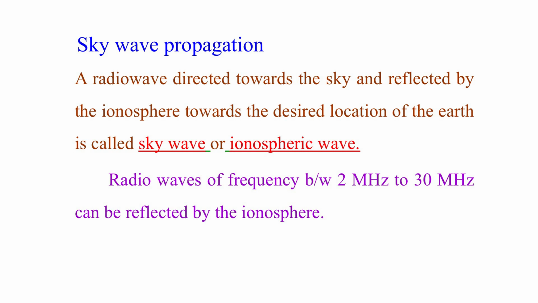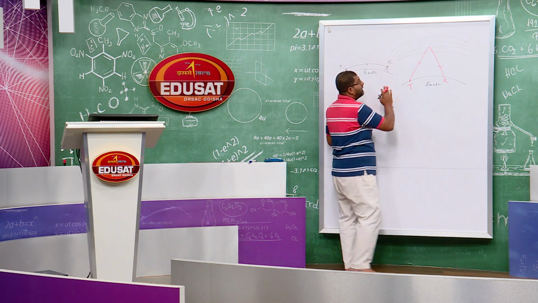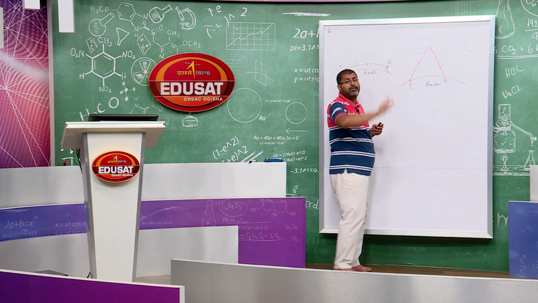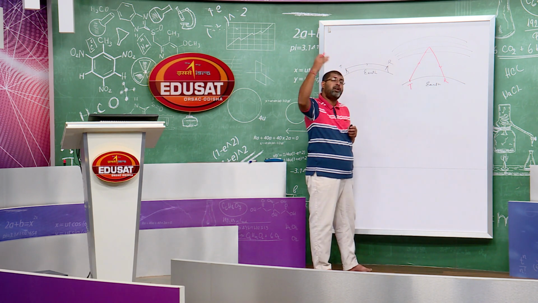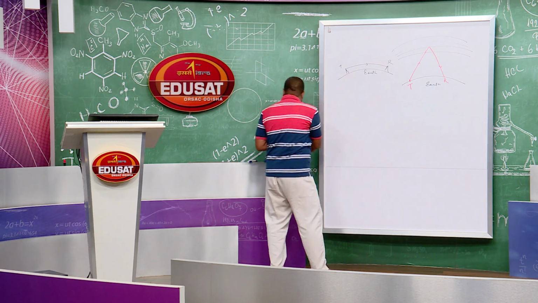A radio wave of a frequency between 2 megahertz to 30 megahertz can be reflected by the ionosphere, and if the frequency exceeds 30 megahertz, then it will penetrate the ionosphere and escape beyond; it will never return back to earth. Now, let us discuss how the ionosphere helps in skywave propagation.